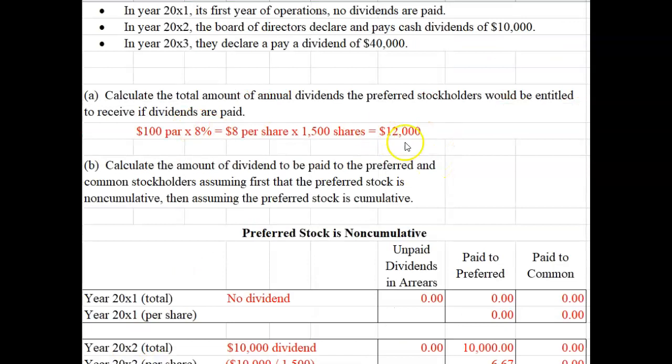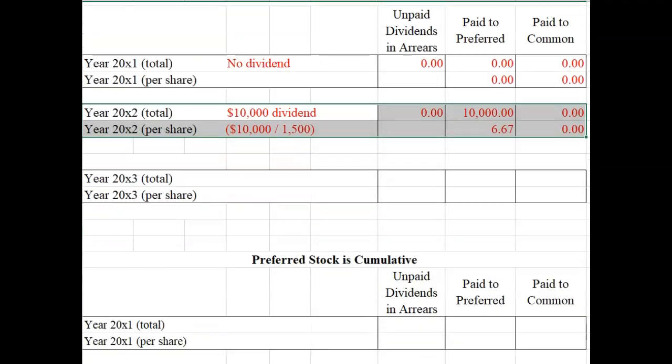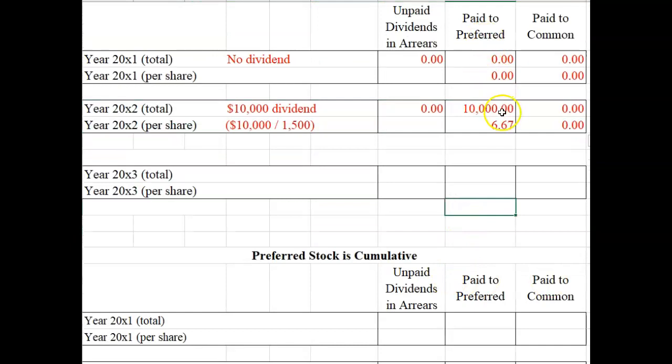In our example, the company is committed to pay the first $12,000 each year of any dividends that might be paid, first to the preferred shareholders, and then the common shareholders get what's left over. Only $10,000 was paid in year 2. So who gets that $10,000? Yes, the preferred gets all of the $10,000, and the common shareholders get none of it.